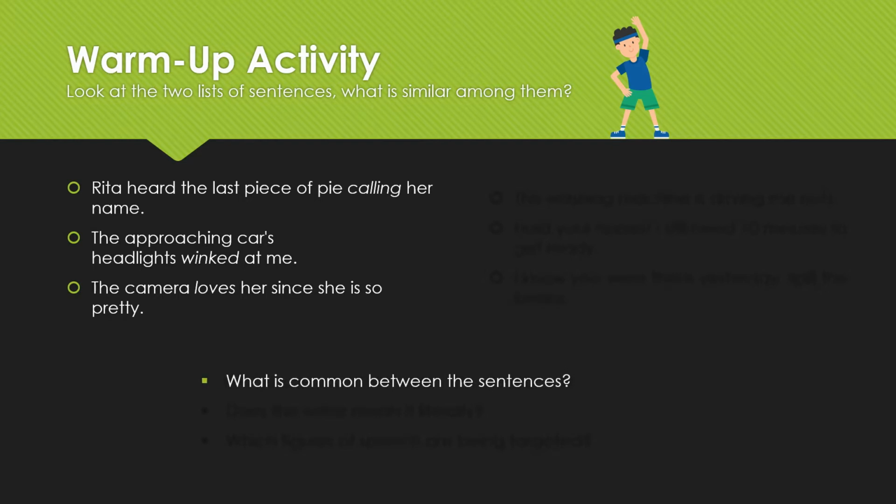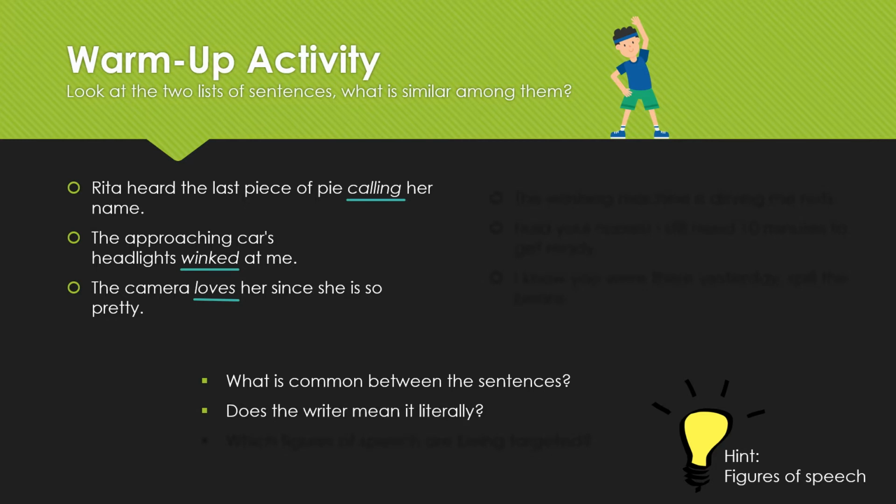What is common between the sentences? Look at the verbs of these sentences if you cannot guess. The last piece of pie, calling. The car's headlights winked. The camera loves. Can these objects do these actions? Hint, it is a type of figure of speech. Do you think that the writer of these sentences means it literally?